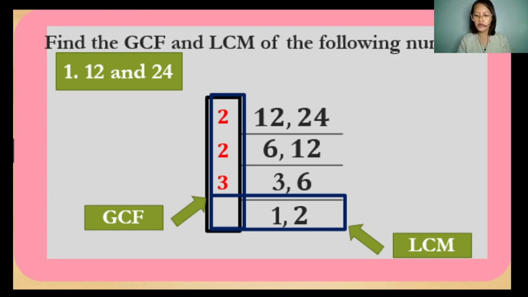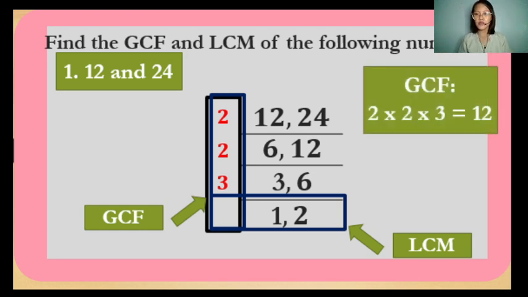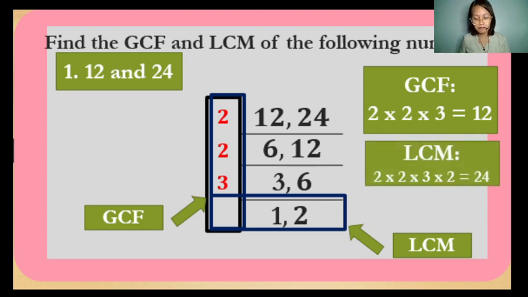So, let's solve. For GCF, we have 2 times 2 times 3. Therefore, our GCF is 12. How about sa LCM? So, sa LCM, we just simply rewrite it, yung lahat ng mga divisor and lahat ng mga quotient, and multiply. Yung product, siya yung magiging LCM natin. So, we have 2 times 2 times 3 times 2.